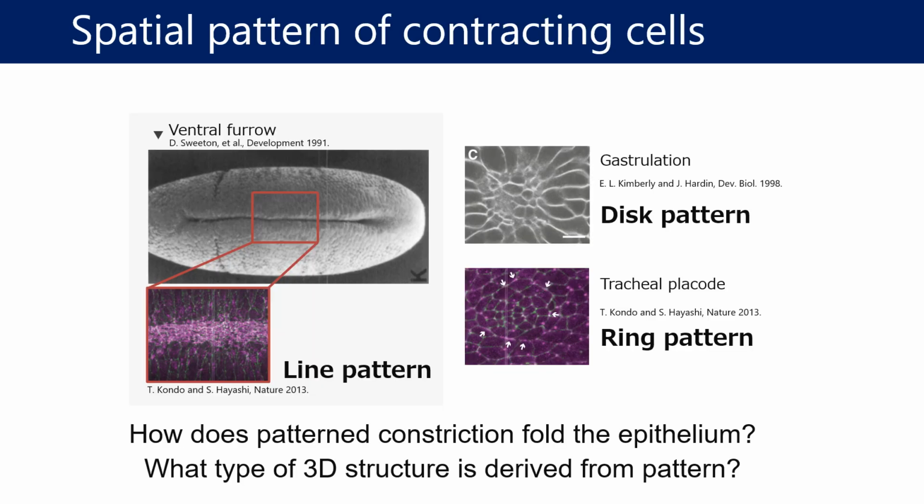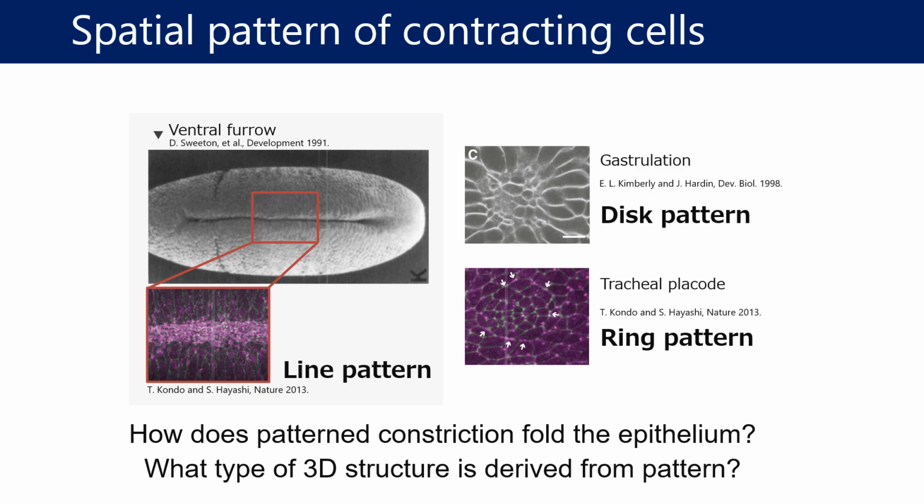There is a spatial pattern of contracting cells in the folding which corresponds to a crease line of origami. For example, in the ventral furrow, you can observe a line pattern of contraction. During gastrulation, cells contract in a disc pattern, whereas in tracheal placodes they form a ring pattern. These spatial arrangements of contracting cells are not random. They are highly organized to generate specific 3D structures from flat epithelial sheets.